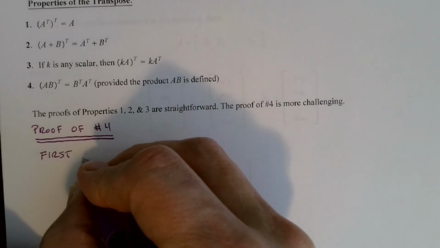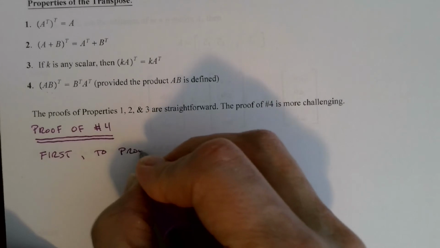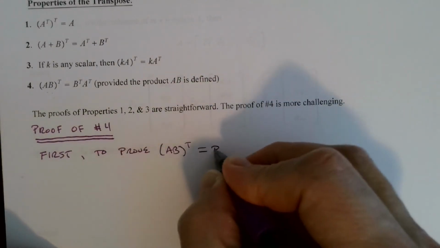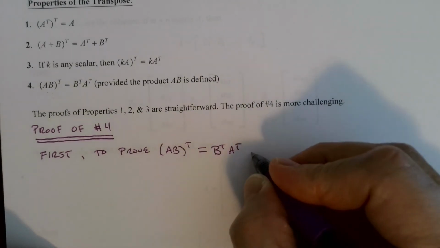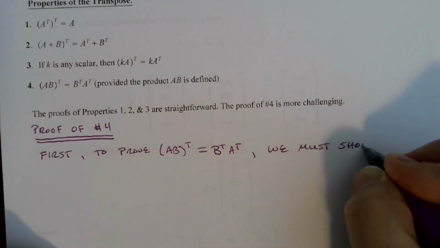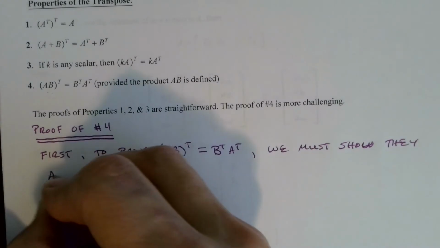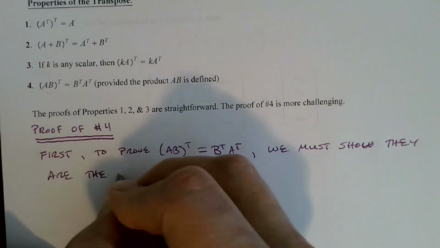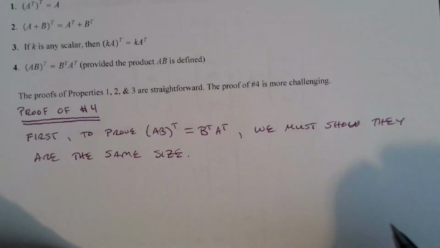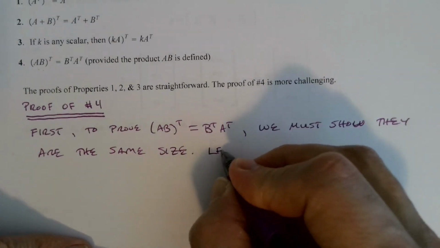So first, to prove what we're proving here, that (AB) transpose equals B transpose A transpose, we must show they are the same size. All right, we have to start there. If they're not the same size, they can't be equal. So let's start there.